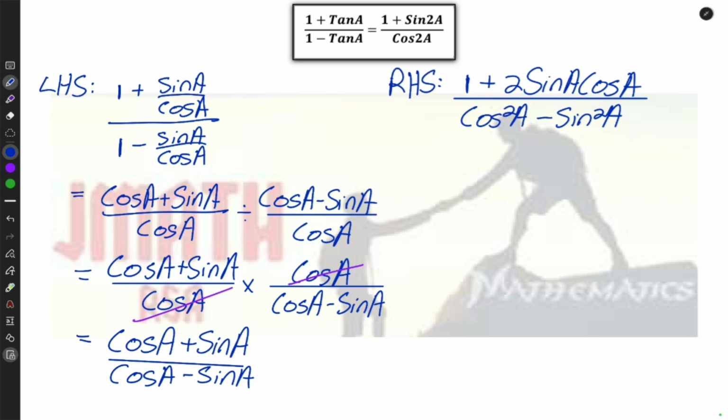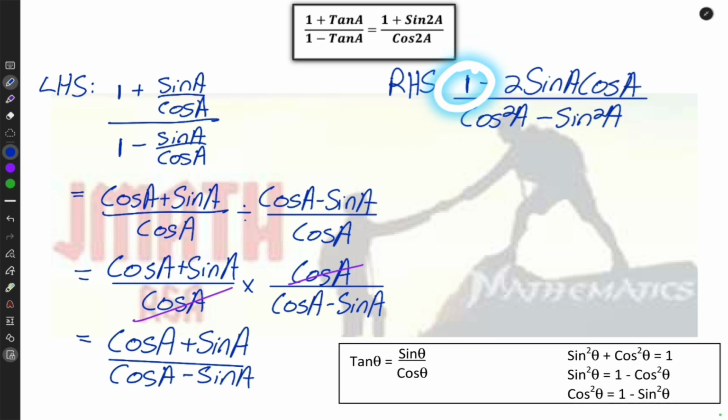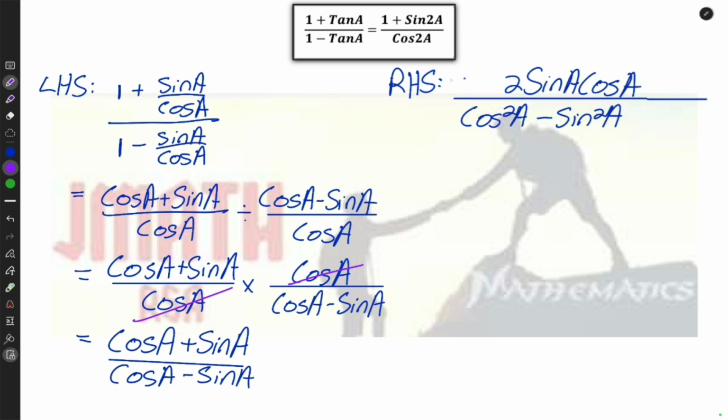Whenever you see a 1 in trig identities, always consider that in grade 11 we learned that 1 can be written as cos squared plus sine squared. I'm actually going to rewrite it as sine squared A plus cos squared A. Okay, so I cheated a little bit. I went back, but you can just rewrite that step. That now enables me to do a trinomial up top and difference of squares at the bottom.